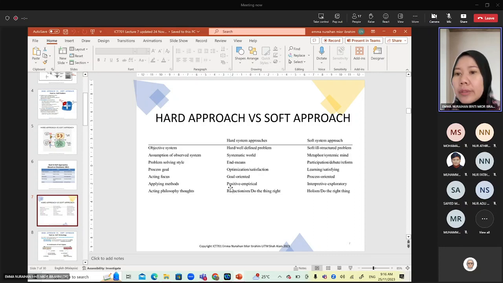Acting focus, goal oriented. So hard system ni of course lah dia objectify kan. You nak buat sistem apa? Okay, you nak buat macam mana? Alright, you dah lay down the requirements ya. Kalau manufacturing pun yes, optimization. You dah ada apa scheduling, okay, process of scheduling, time allocation semua tu.